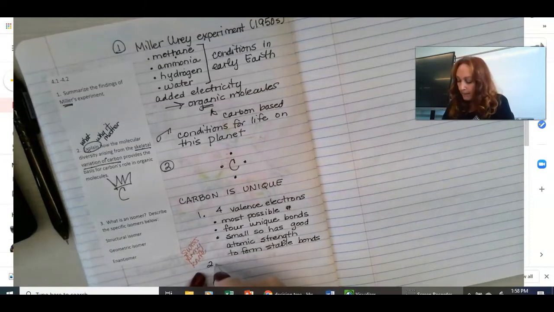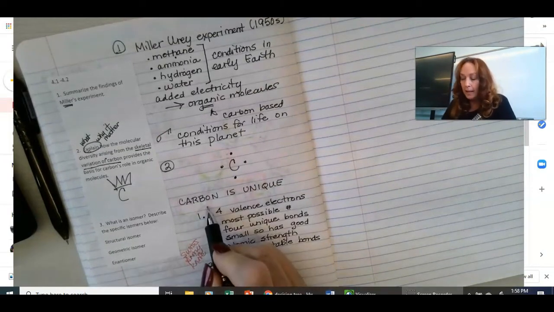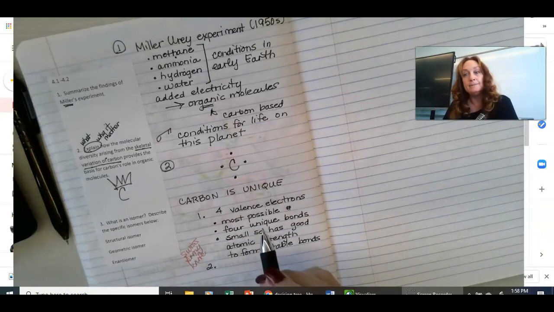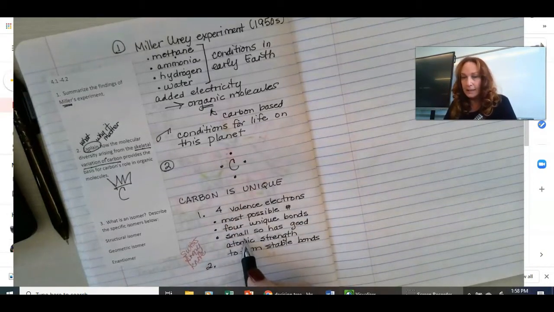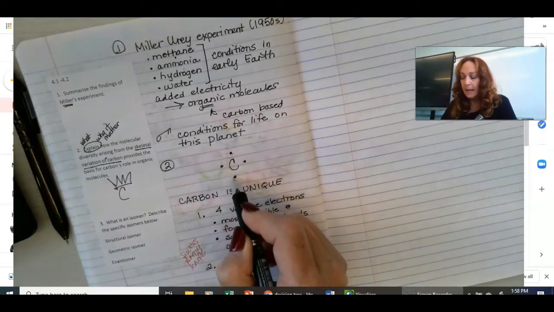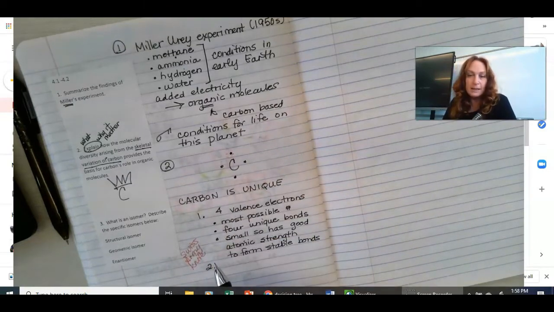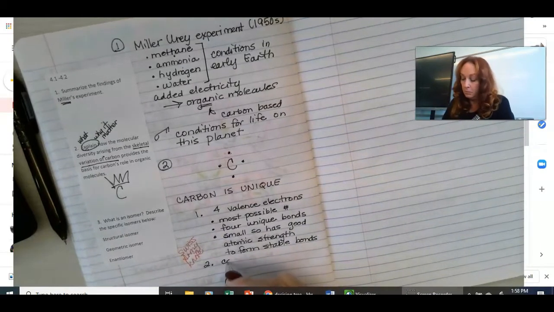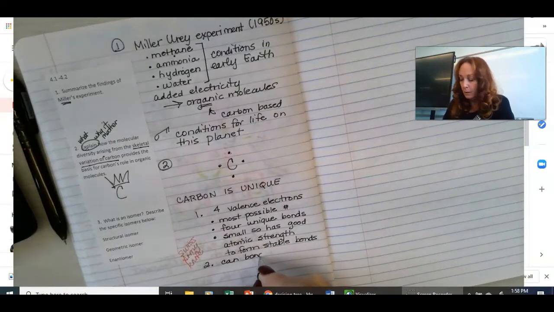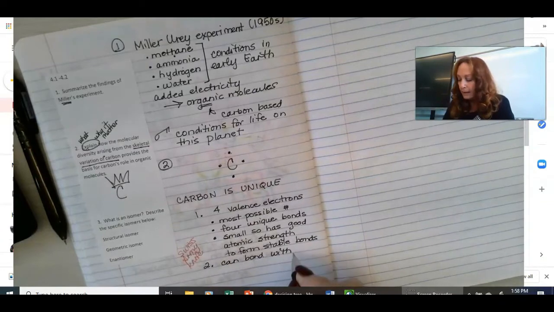Drives me crazy. Okay, so here we go. Hey, carbon, you're unique. Yes, I am. Why are you unique? Nobody is the same size I am and can make 4 unique bonds because I have 4 valence electrons. What else can you do? Oh, I can bond with myself.